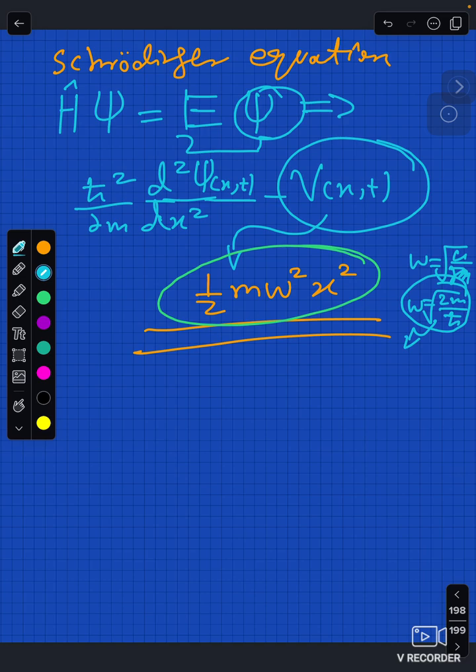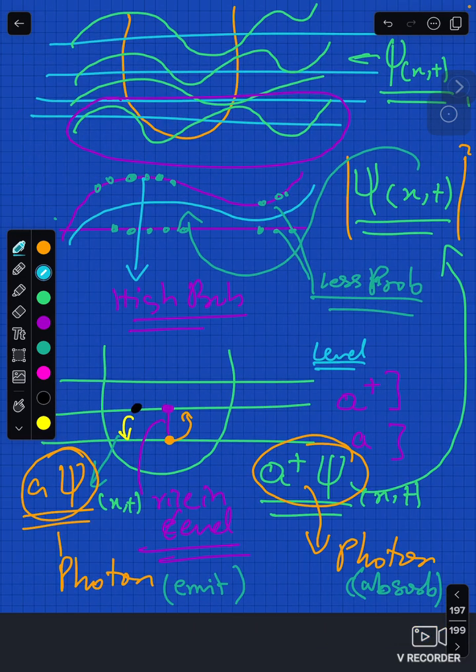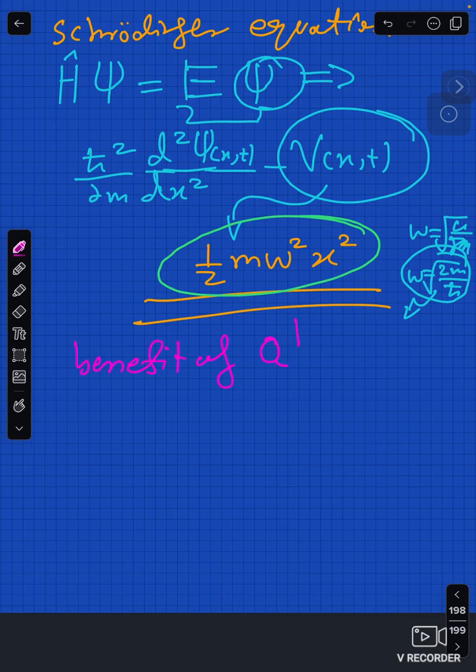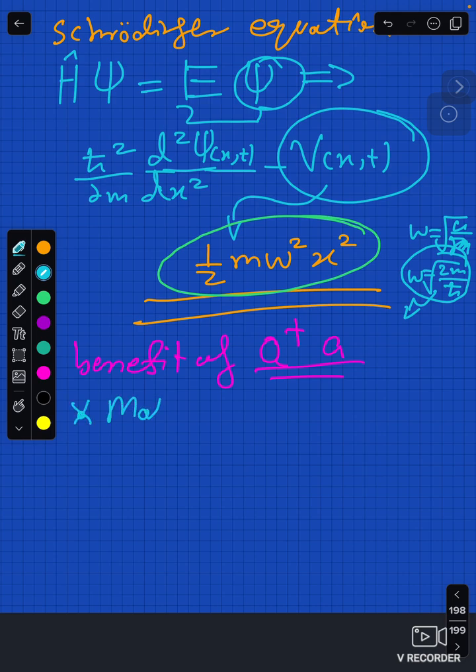So this is why annihilation and creation operators were made. Benefit. Now let me just go to the summary or the conclusion. Benefit of a dagger, which is the annihilation and creation operator, which are also combined and known as ladder operators, because we go up and down like a ladder. So first benefit makes one more thing.